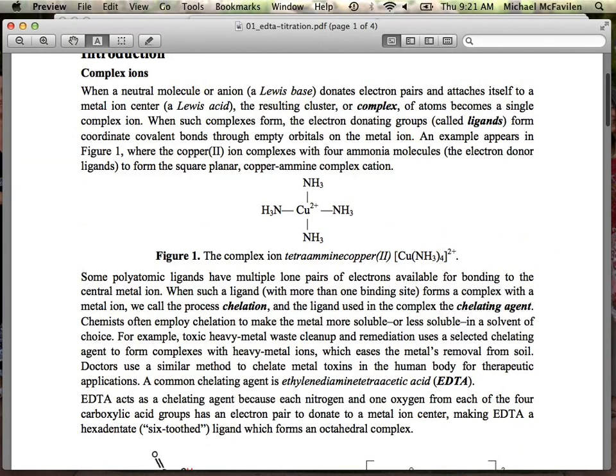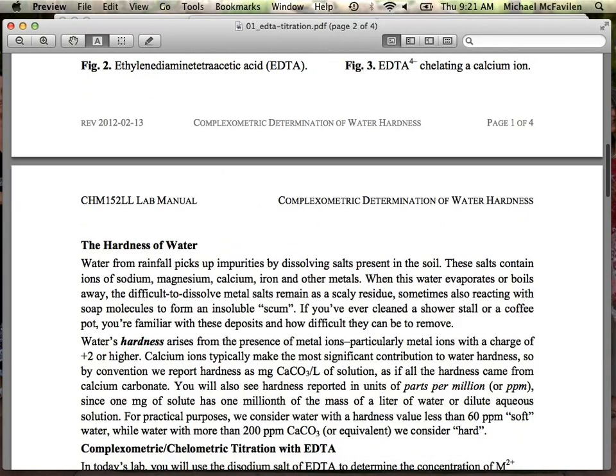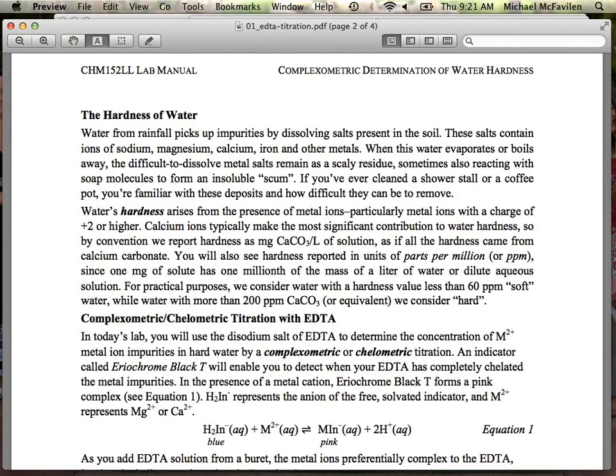What's it start off with? Complex ions. So you might run under the assumption that what we're studying is complex ions. Is that really what we're studying? No. What are we looking at in this experiment? We're looking for water hardness. Okay? So the first thing that you would probably address in your introduction is not so much the complex ions, but what's going on with the hardness of water.